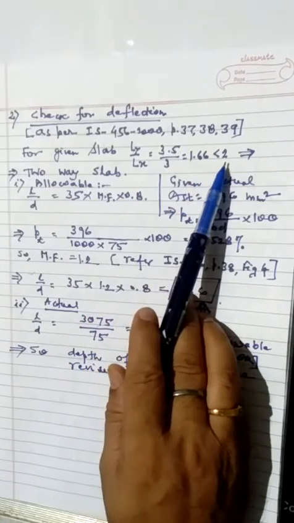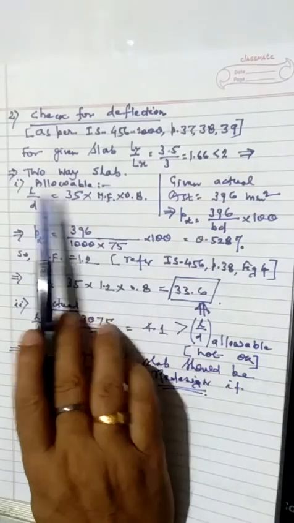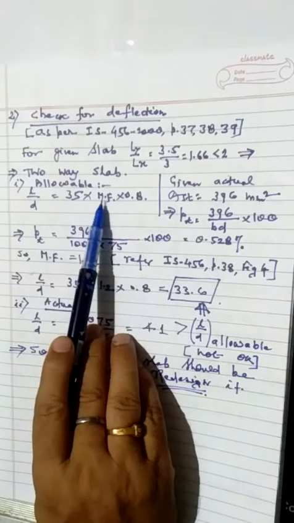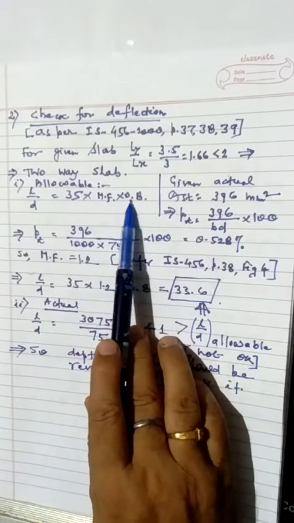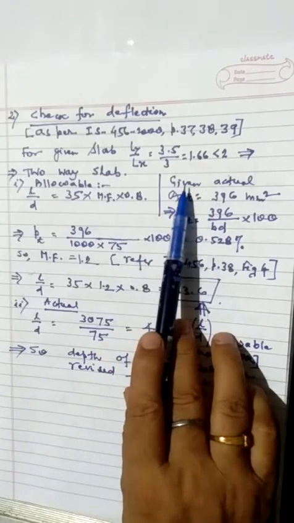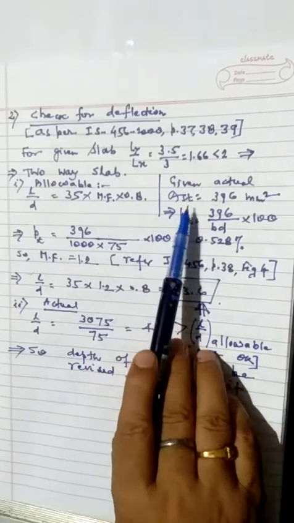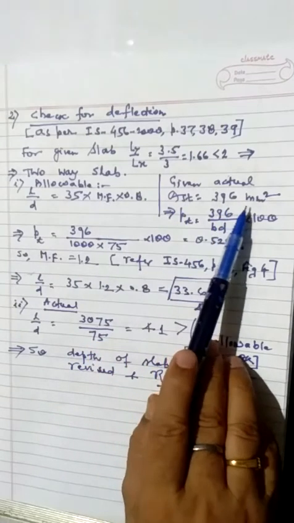1.66, that is less than 2, is a 2A slab. So according to the 2A slab, the allowable L by D ratio is 35 into modification factor and into 0.8, that is for Fe415 steel. So here we need to calculate the modification factor. So the AST given is 396 millimeter square.